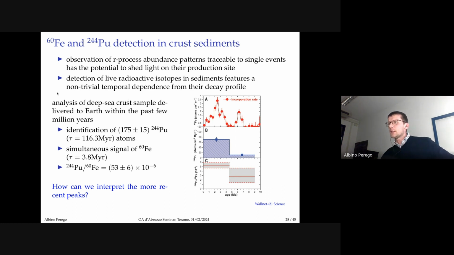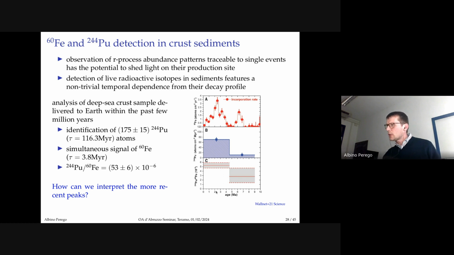For example, there was this very interesting result that came out in 2021, where people were analyzing deep sea crust samples on Earth, so in the ocean. I don't remember which ocean, but they analyzed the deep sea crust, and they were able, for the first time, to identify plutonium-244. There was also iron-60. Actually, the iron-60 detection is much older than that, something like 6 or 7 years older.